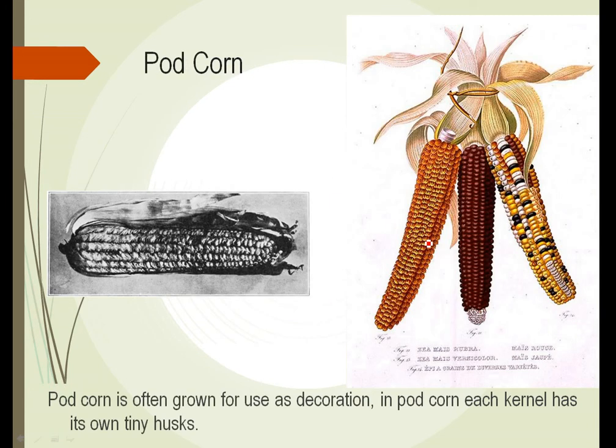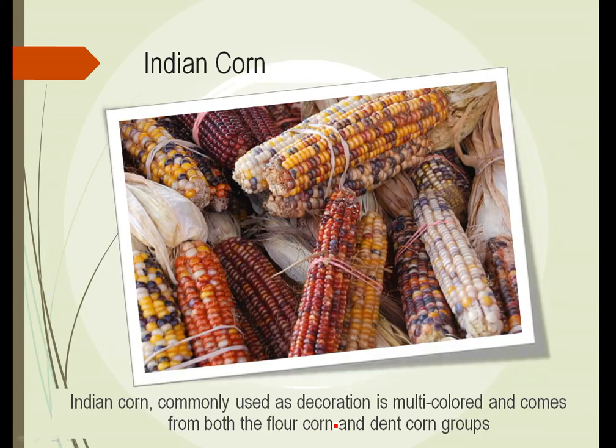Pod corn is a type of corn that is grown primarily for decoration. What separates pod corn from the other types of corn is that in addition to having a husk that grows around the ear, each individual kernel has its own tiny husk around it. It makes for an interesting looking piece of corn, not as convenient for eating because you have all those little husks to deal with, but like I said, often grown as decoration.